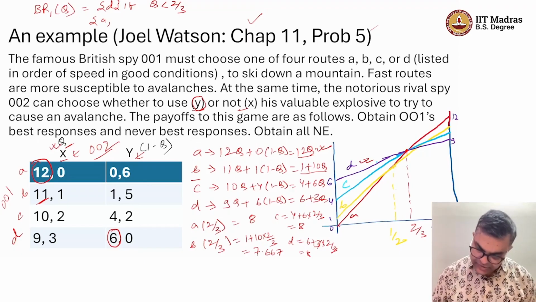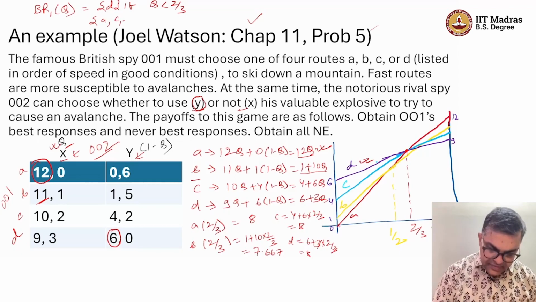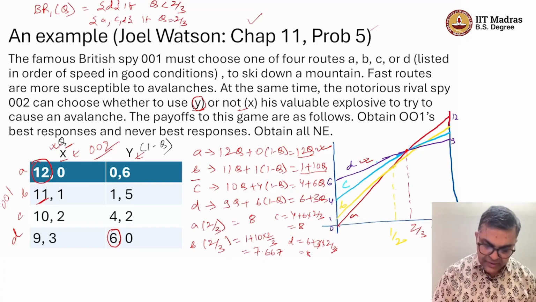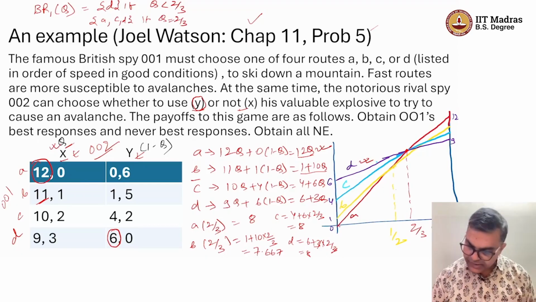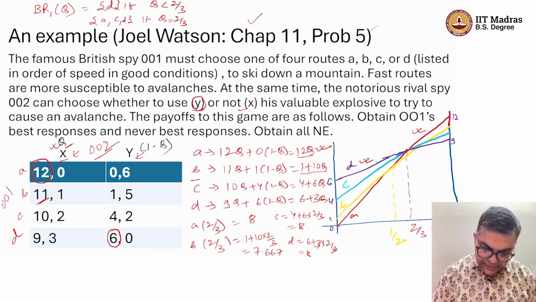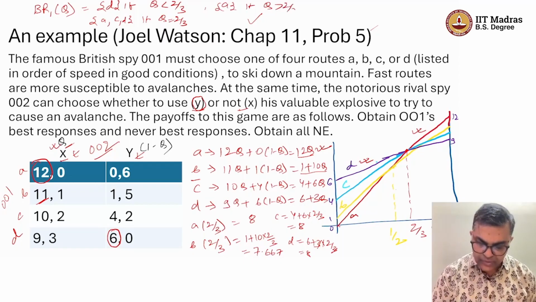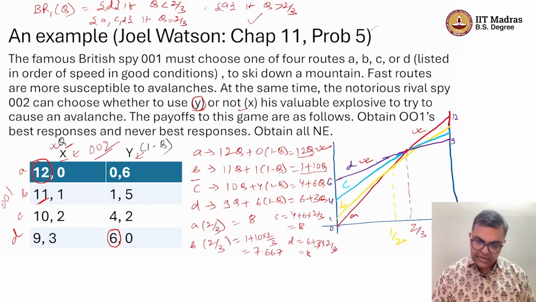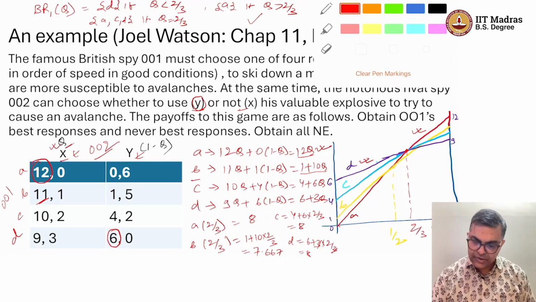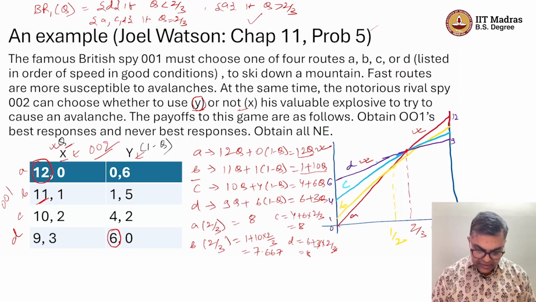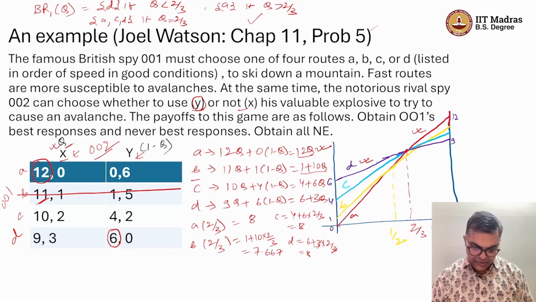So at 2 by 3 the best responses are A, C and D if Q happens to be equal to 2 by 3, and the best response is simply A, this red color, if Q is greater than 2 by 3. So we get the best responses. From here it is clear that B is never a best response. What we figured out in the previous video is that if an action is never a best response, it has to be dominated, and that we can check.